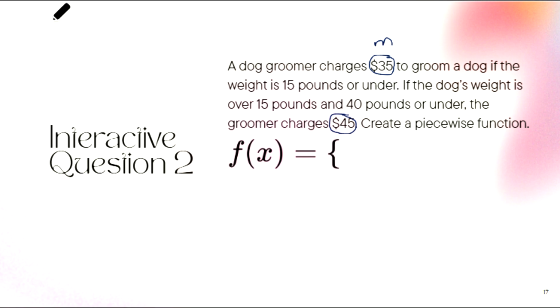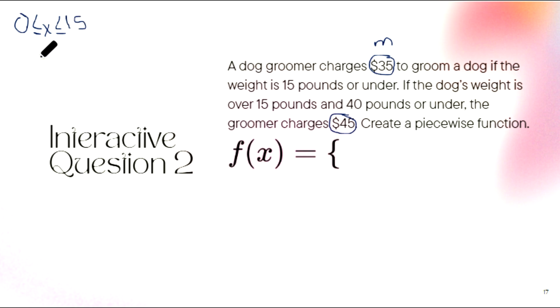Let's do the first one. So the domain for the first one is the smallest weight is 0 and the highest weight is 15, and x goes in the middle here. So 0 is included, so we have x is greater than or equal to 0. 15 is included, so x is less than or equal to 15.